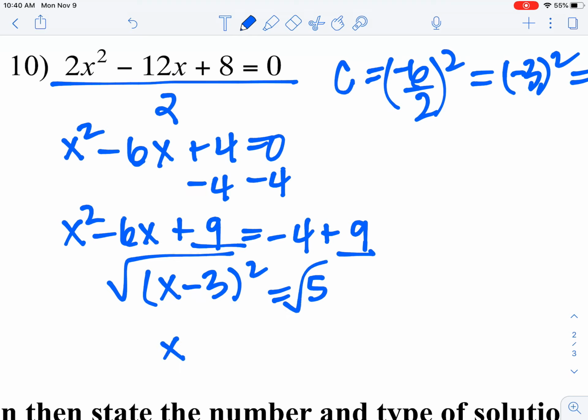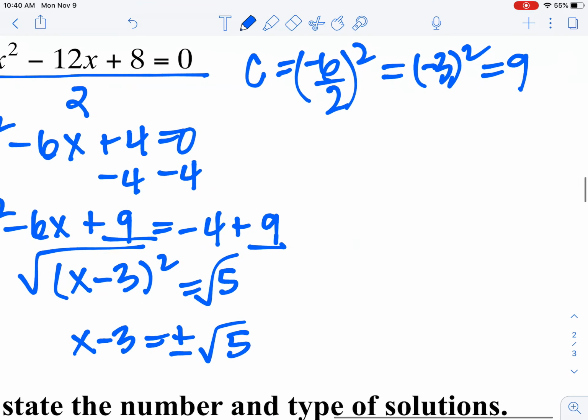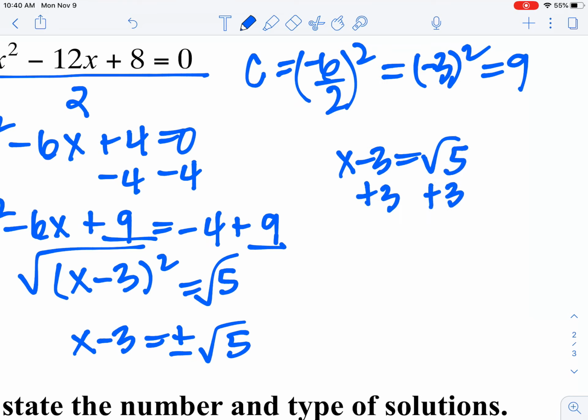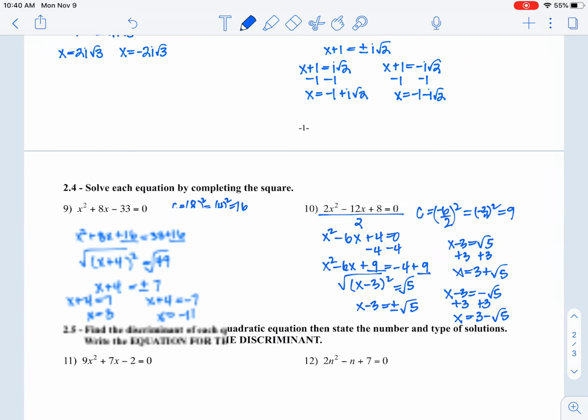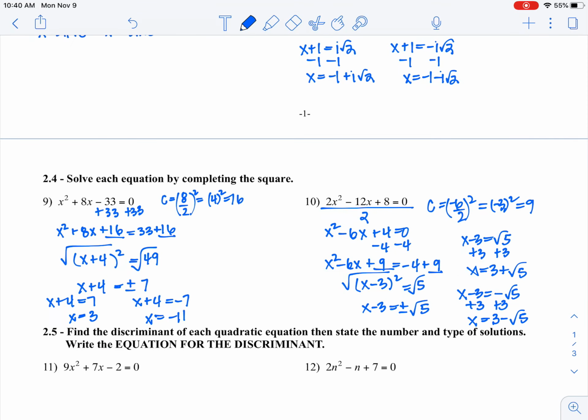Now when I square root, I get x minus 3 is plus or minus the square root of 5. So I say x minus 3 is positive radical 5. And when we add 3 over, we get x is 3 plus radical 5. Then I could say x minus 3 is negative radical 5. So when we add 3 over, we get x equals 3 minus radical 5. Okay, that's completing the square.